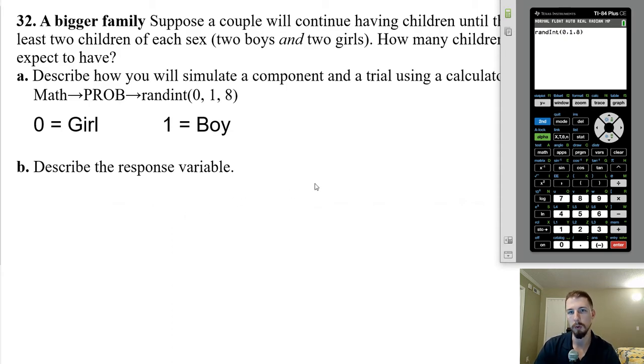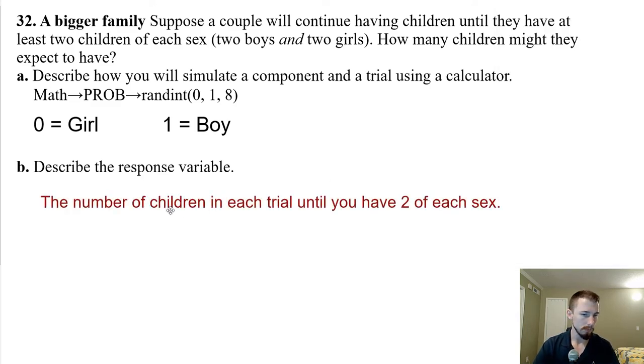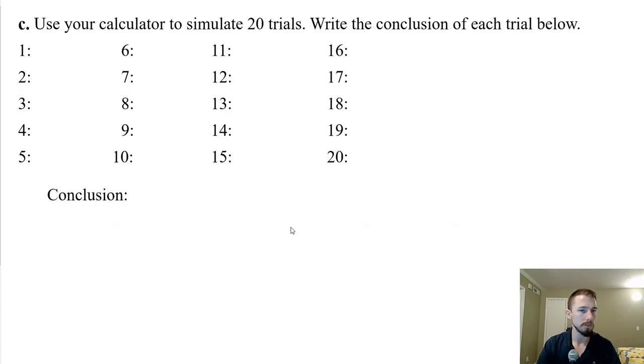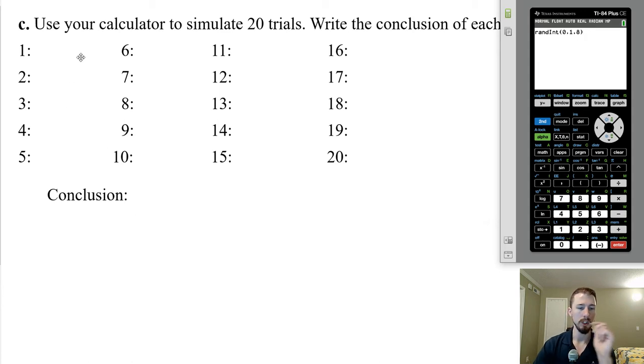So let's describe our response variable. The response variable we're actually graphing is going to be the length of the trial, which is how many components it takes before we finally satisfy 2 boys and 2 girls. So the number of children in each trial until you have 2 of each sex. Use your calculator to simulate 20 trials. You don't have to write the results. We're just going to write the response variable down, okay?